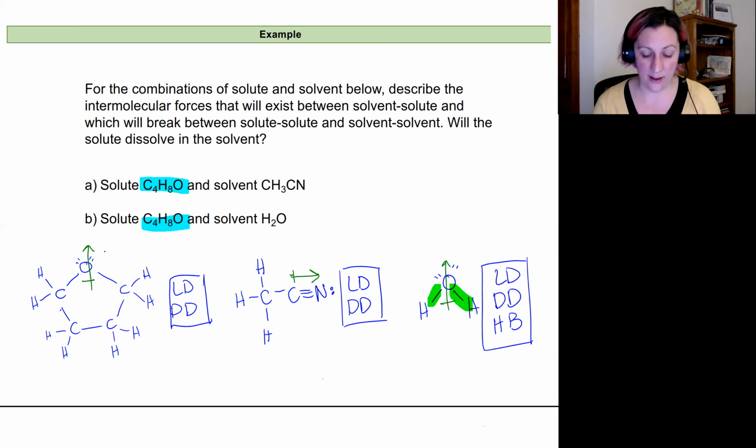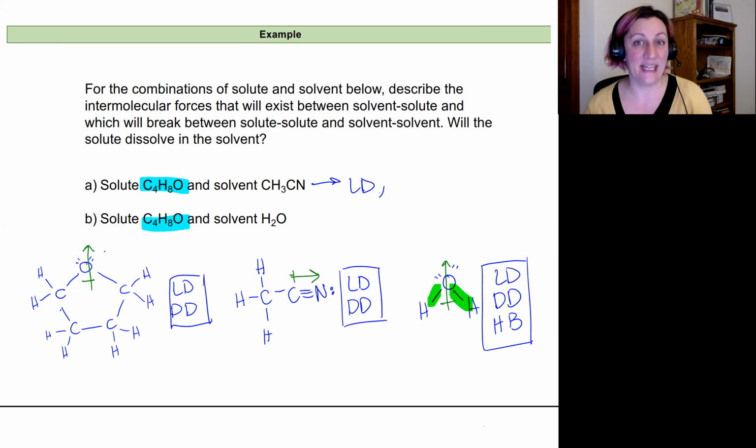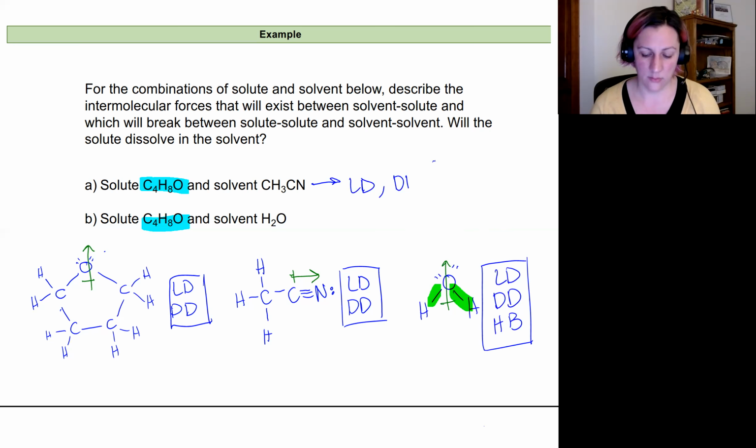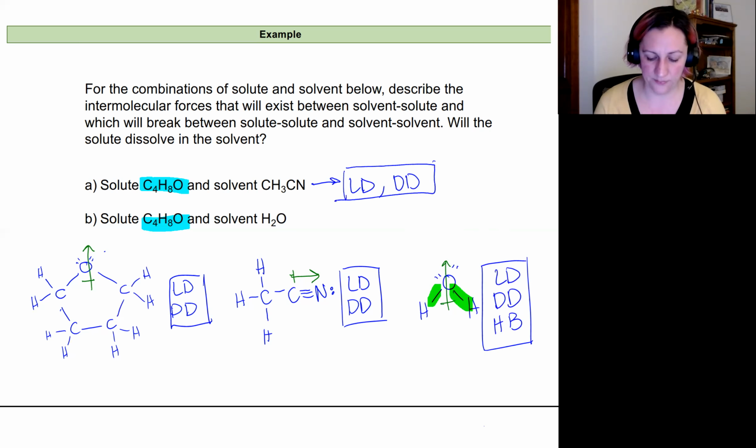So they'll both have London dispersion forces. They'll both have dipole moments, so they'll be able to create dipole-dipole interactions with each other, where the partial positive end on an acetonitrile will line up with the partial negative end of a THF molecule. It still won't be able to create hydrogen bonds between these because there aren't any OH, NH, FH bonds. So we'll just have these two for this combination.